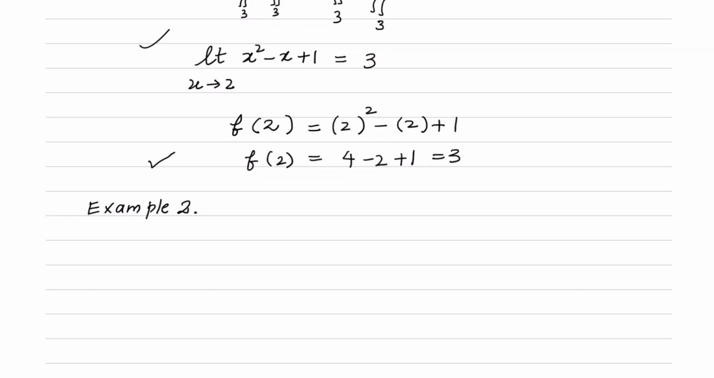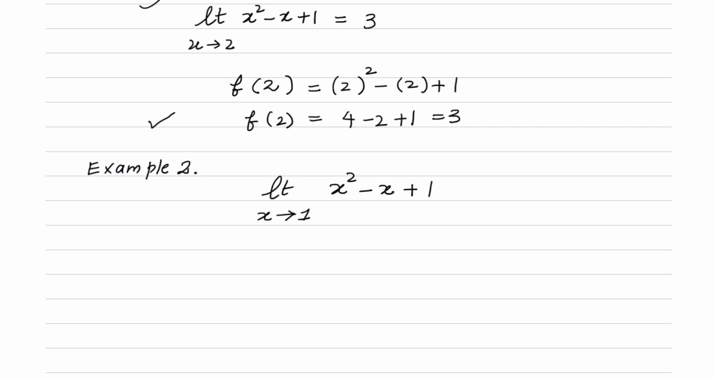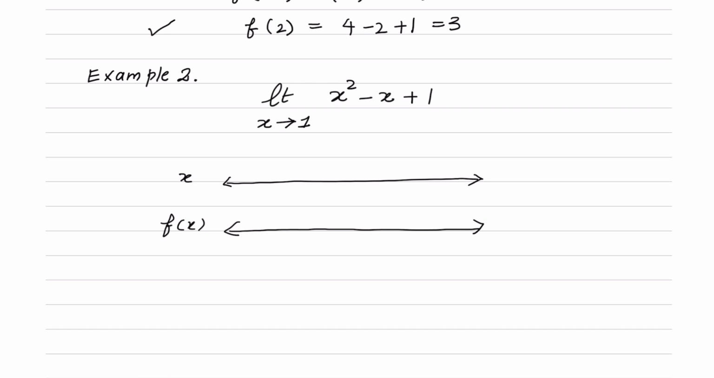Let's say we have to find the limit of the function x square minus x plus 1 at 1. Again, we are going to mark the x values here, and we are going to mark the y values or f of x here. Since we have to find the limit at 1, it means that x will approach 1 from the right of 1 and from the left of 1.